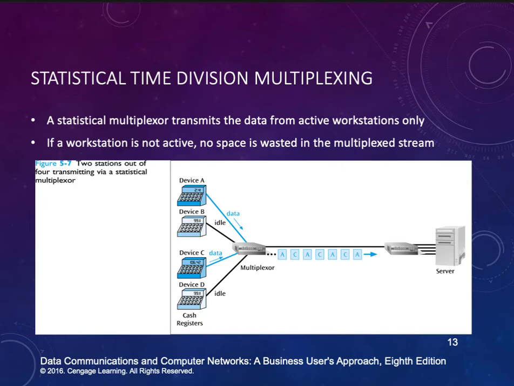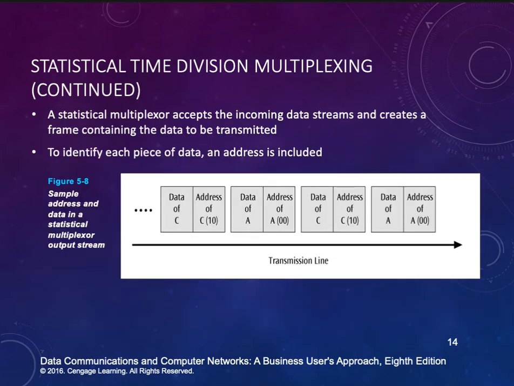Next, we take a look at statistical time division multiplexing. It's only for active workstations. So if a workstation is not used, it's not wasted. This is more efficient. In the sample data, we have data of A and C. Those not used are not being wasted. This is how they are identified.